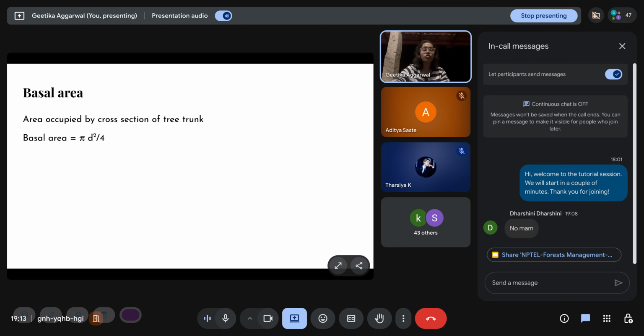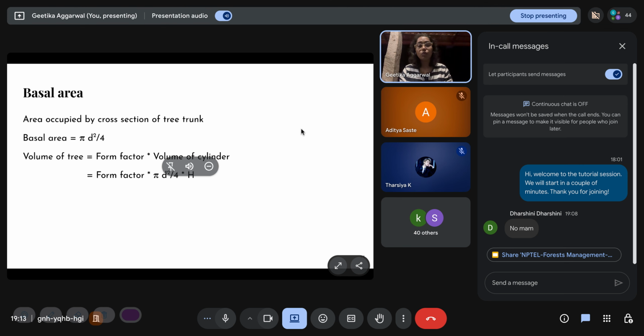So we are assuming that the tree is circular in cross section, so by using that formula it becomes pi d square by 4. Okay, and the volume of the tree is the form factor multiplied by the volume of a cylinder of the same diameter and height, so it's form factor into pi d square by 4 into h. Okay, form factor we discussed earlier.